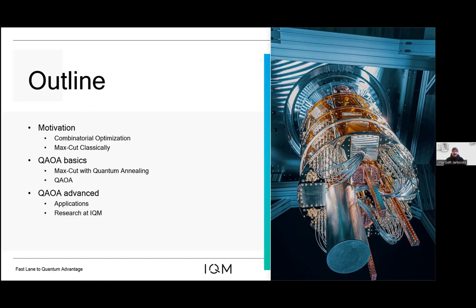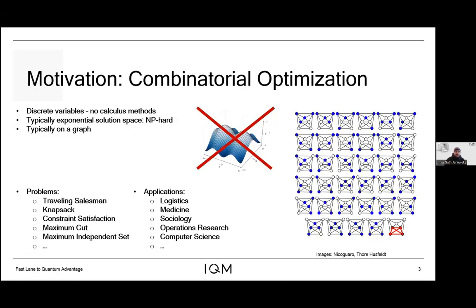And then in the last part, I will talk a little bit about how this is applied to, well, not exactly real-world problems, but problems that are a little bit more real-world than just some toy problems. And then also a few slides about what kind of research we at IQM are doing regarding QAOA. So let's start with combinatorial optimization.